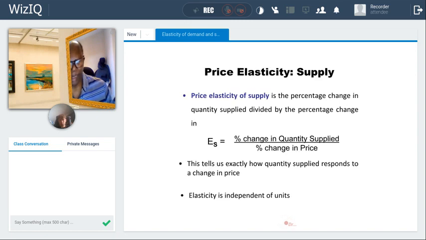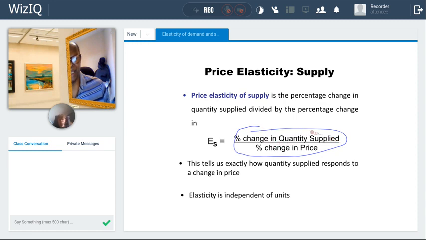Right. So price elasticity of supply. Let's look at this, which we didn't do last time. Again, it follows exactly the same. It's the percentage change in the quantity supplied, and then we divide it by the percentage change in the price. So looking at the change in the quantity supplied.